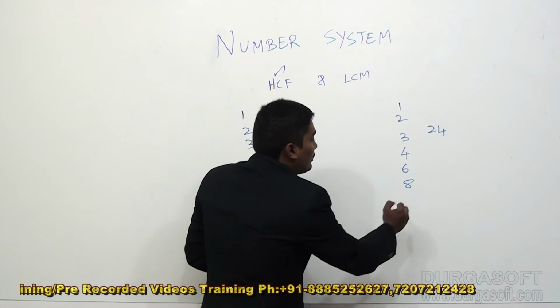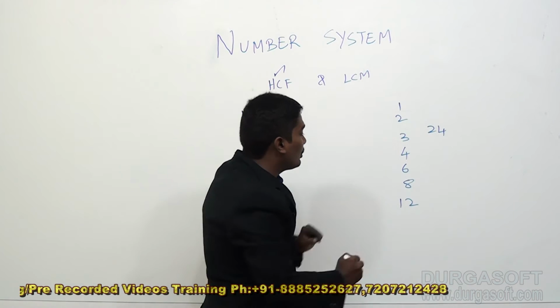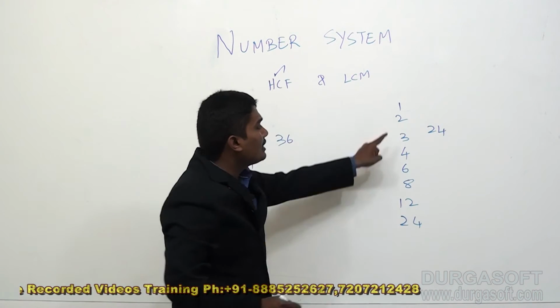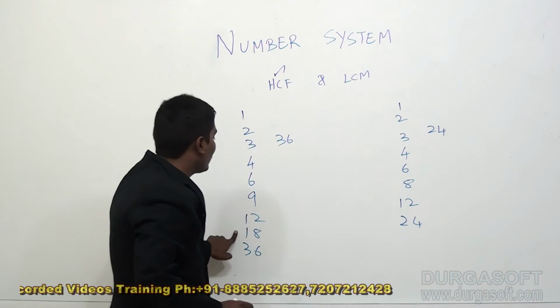2 into 12 will be 24. 1 into 24 will again be 24. So these are the factors of 24 and these are the factors of 36.